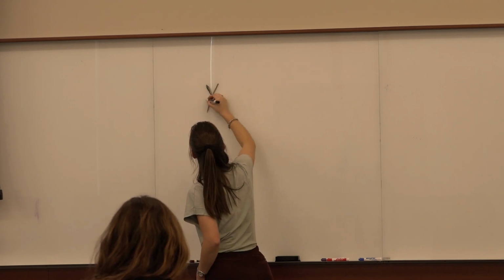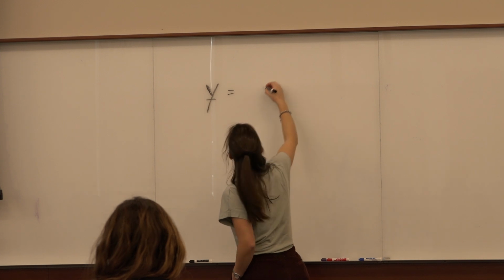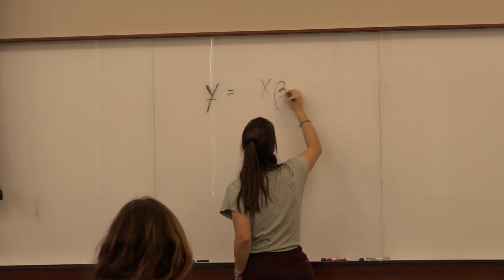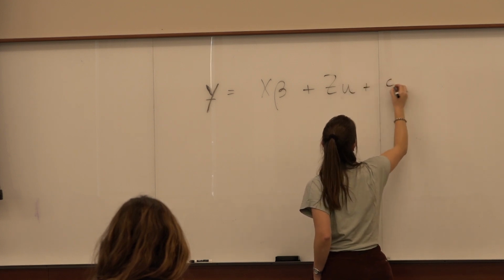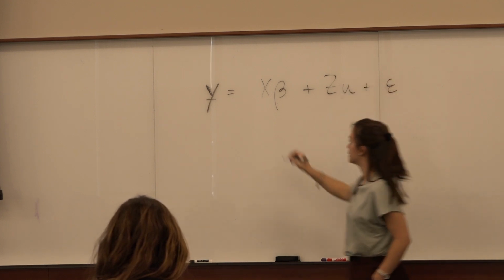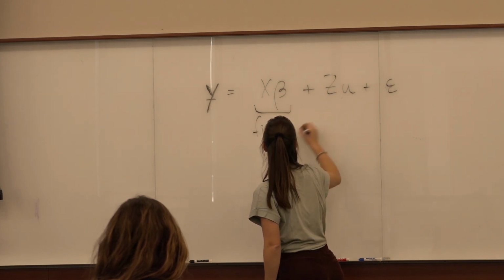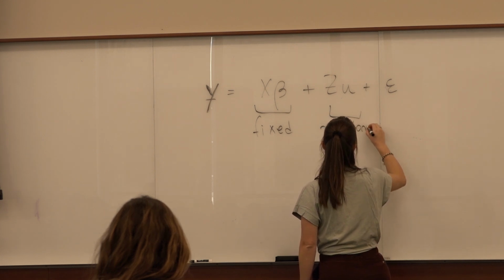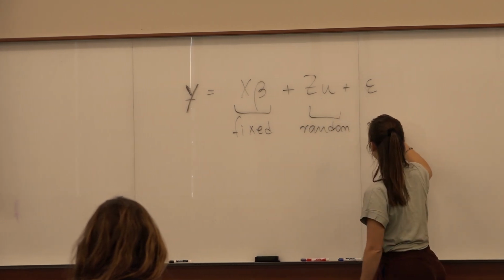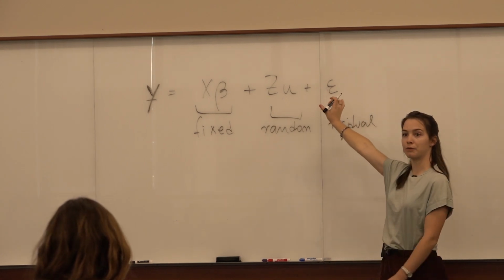So remember, y is a vector. It basically has, let's call it 3 components. These would be the fixed components, the random components, and the residual. This was the model equation form, remember?